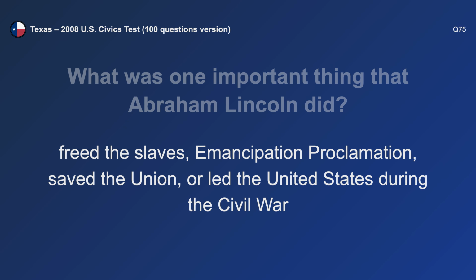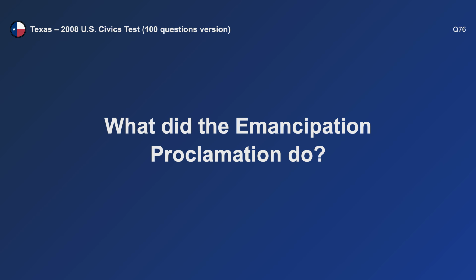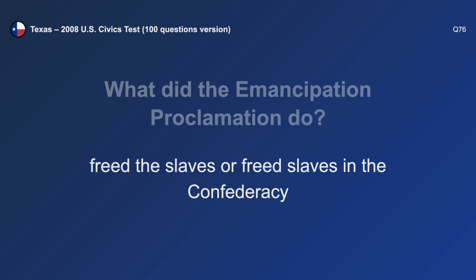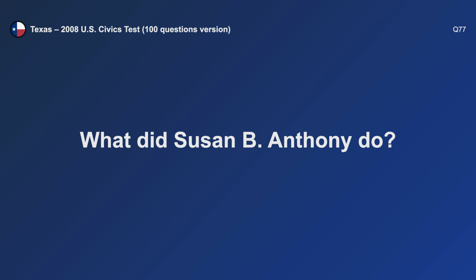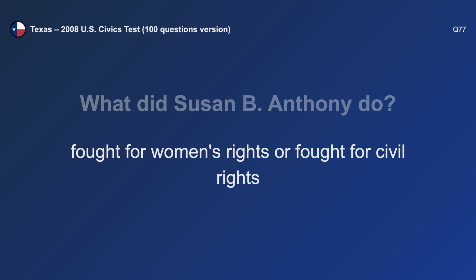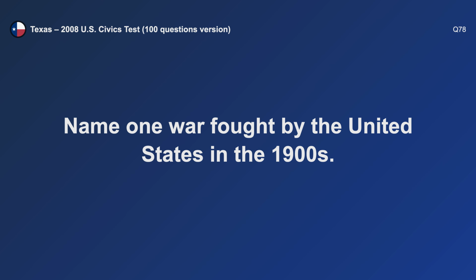Freed the slaves. What did the Emancipation Proclamation do? Freed the slaves. What did Susan B. Anthony do? Fought for civil rights. Name one war fought by the United States in the 1900s.